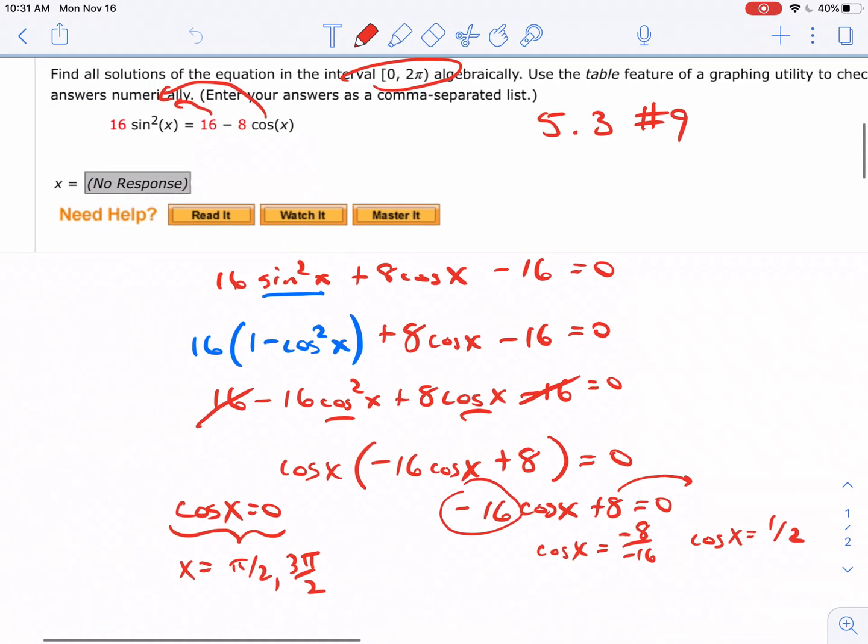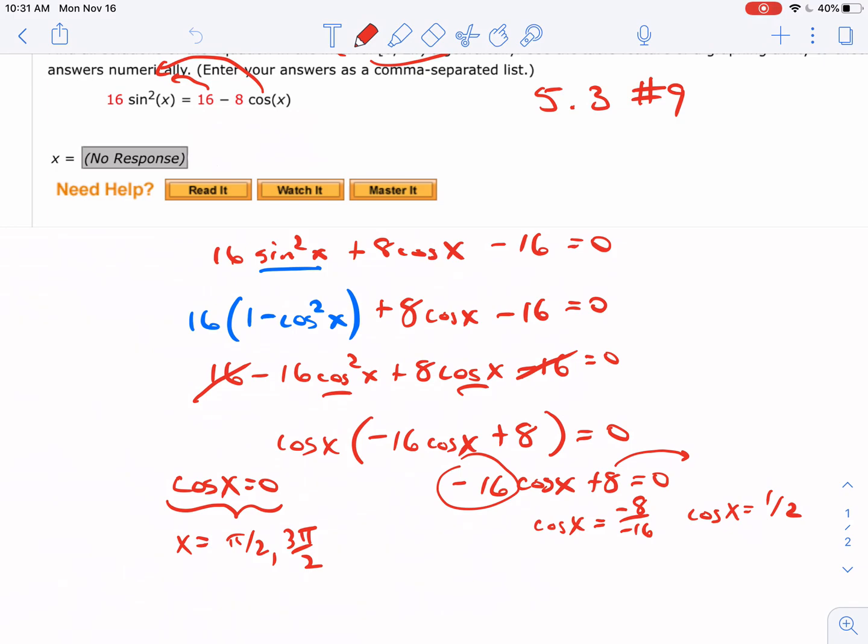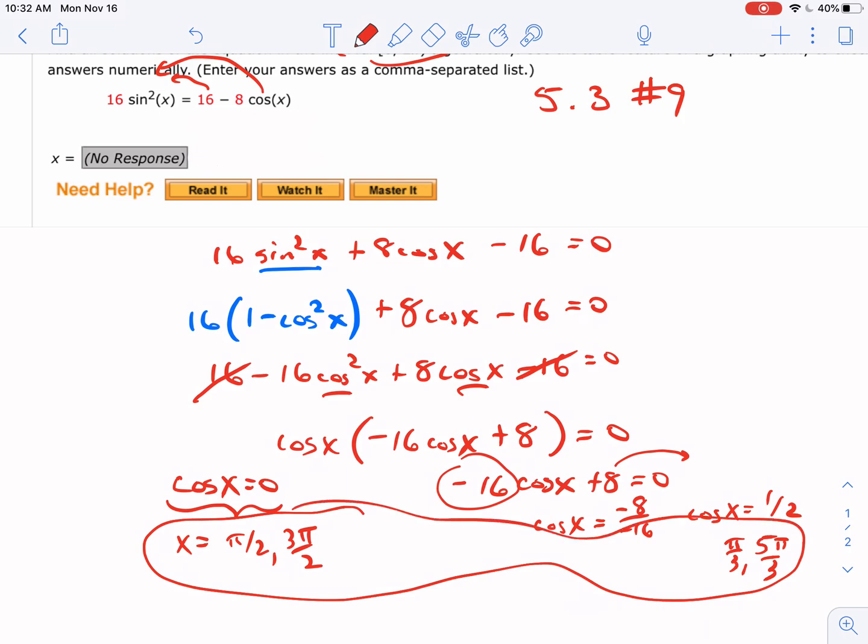And so when you look at this one, again, there are a lot of answers here. We had pi over 3 and 5 pi over 3. So you should really go to the calculator and type these into that equation. It's probably easier to type it in degree mode, but you should really verify that all 4 work.